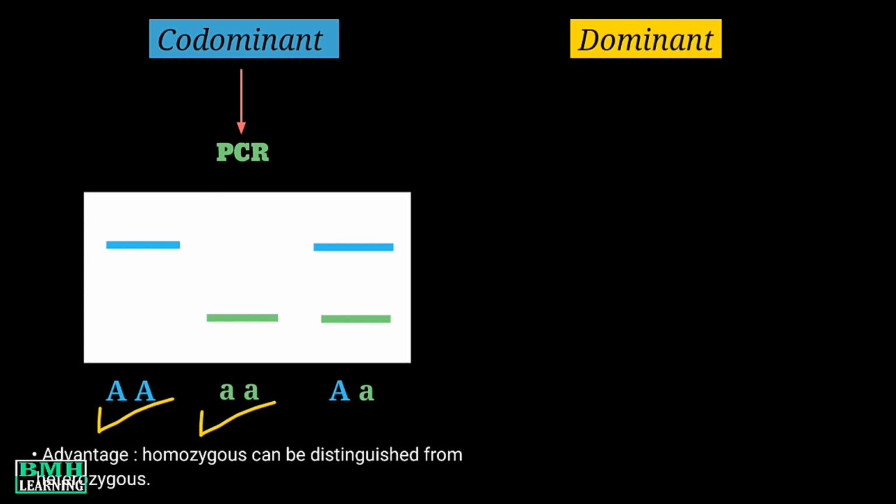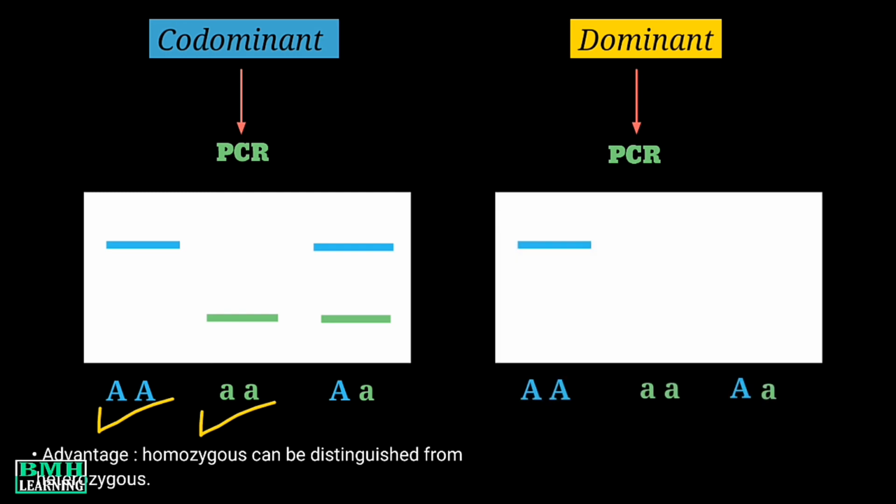SSR is one of the best examples that determines allelic variation in population that can help differentiation of genotypes in population. Now, on the other hand, if we do PCR with dominant markers, we would observe totally different pattern.